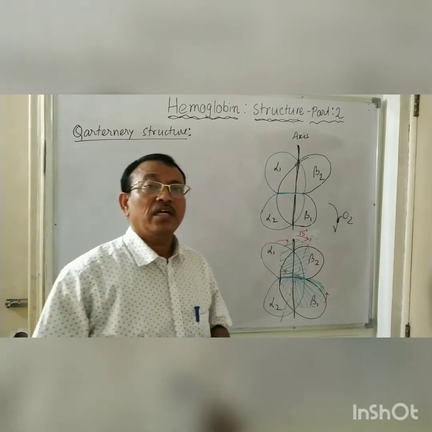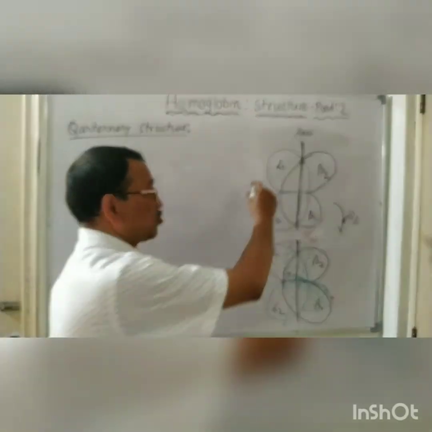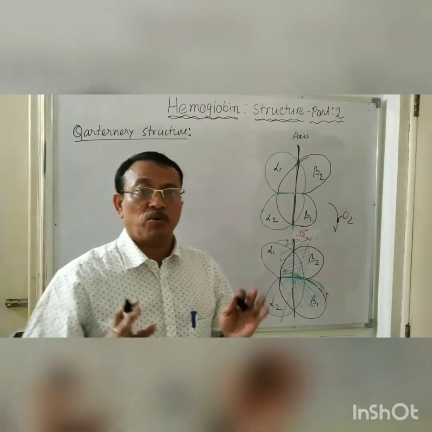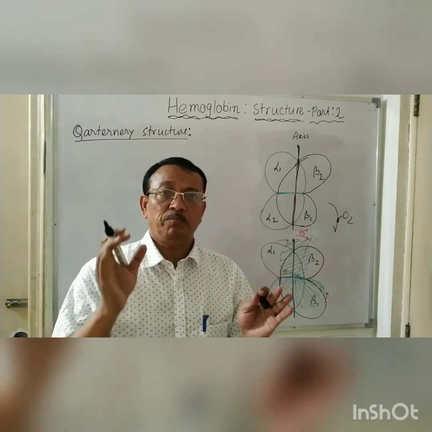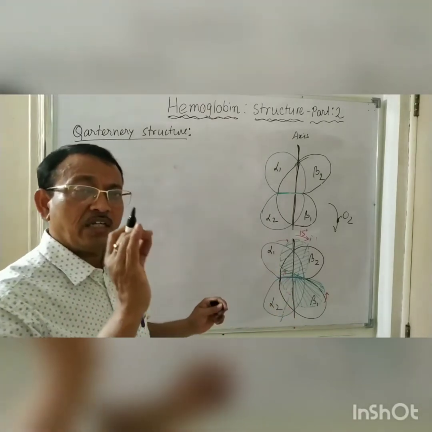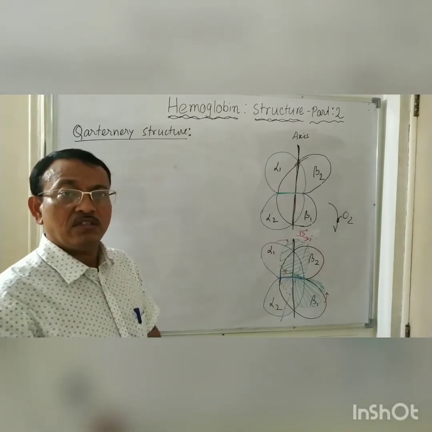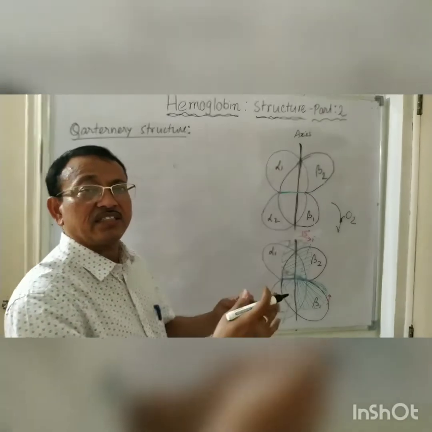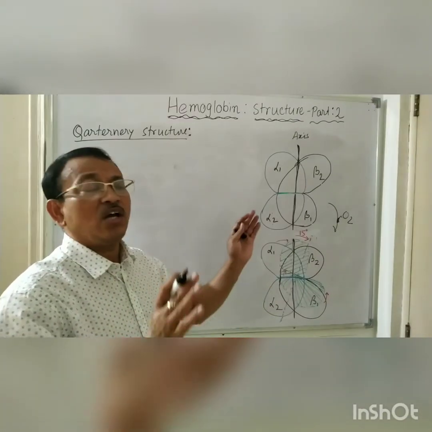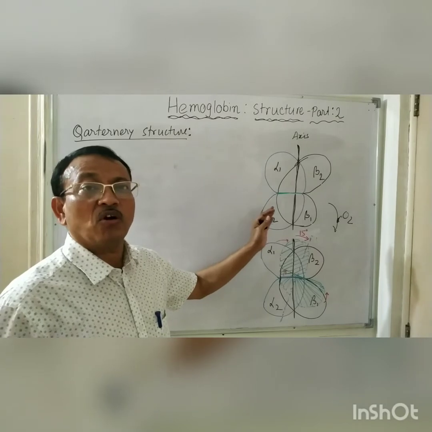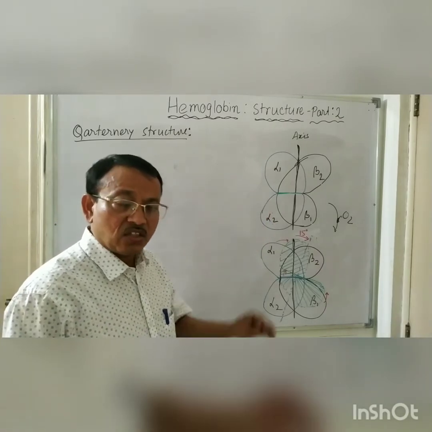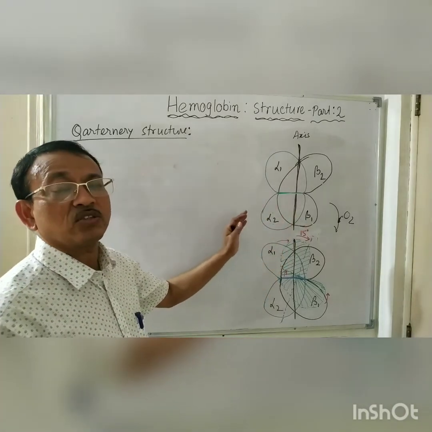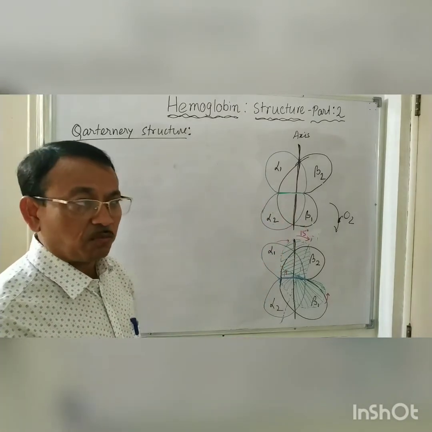So now this quaternary structure gets changed during the oxygenation process. That means once oxygen binds with one hemoglobin molecule, this quaternary structure gets changed. Some configurational change of the quaternary structure of the hemoglobin takes place. So let us see how these changes take place once it binds with the oxygen molecule.